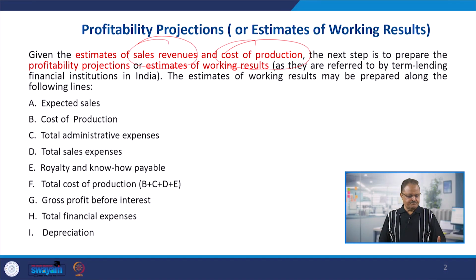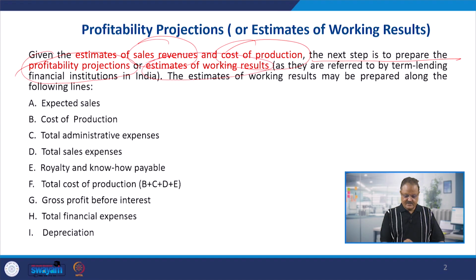What is written here? Given the estimates of the sales revenue and cost of production. Where is it given? It is given in the market and demand analysis, and in the technical analysis. Technical analysis we have already discussed: you need to estimate the investment to be made in fixed assets, land, plant, building, machinery, civil works, everything, and current assets such as material, labor and other similar current assets. So the total cost comes from the technical analysis, the total sales revenue comes from the market and demand analysis, and here it is written that the next step is to prepare the profitability projections, or estimation of the working results.